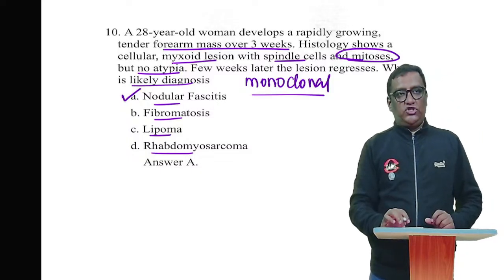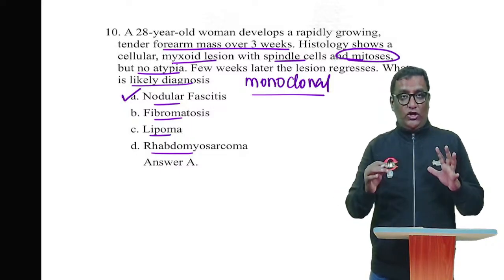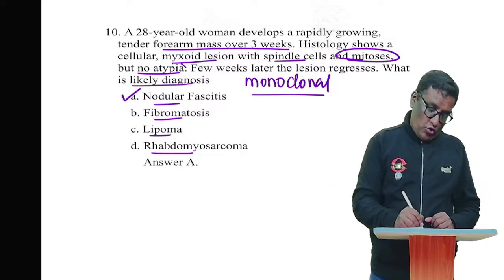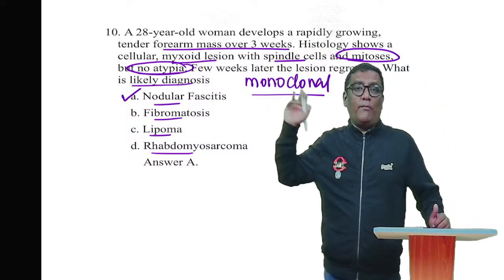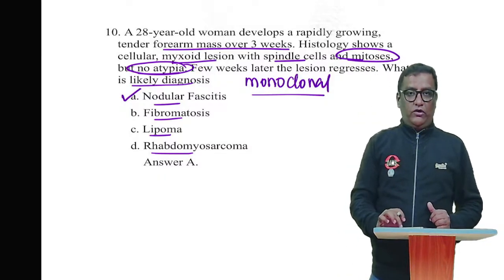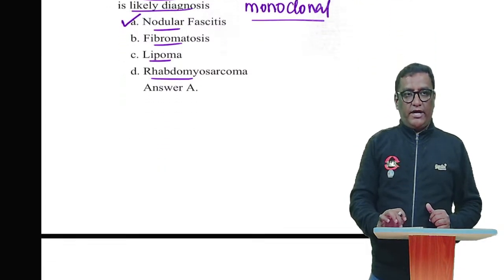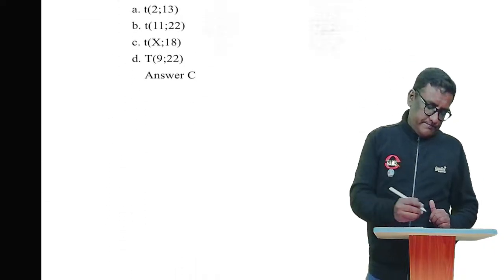Nodular fasciitis. Very characteristic. It looks like a very malignant tumor with high mitosis, but there will be no atypical mitosis, remember. And usually there will be an incidental history of some trauma. Okay. Yes. Next. Question 11.